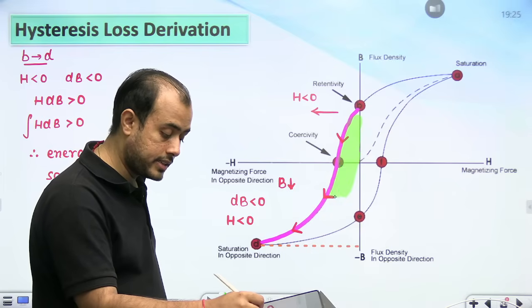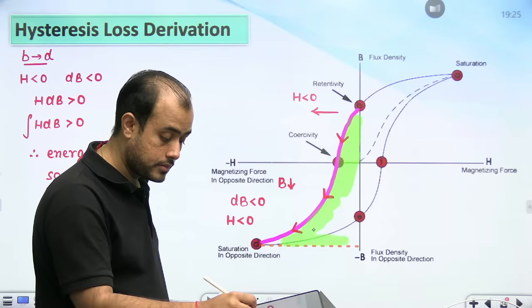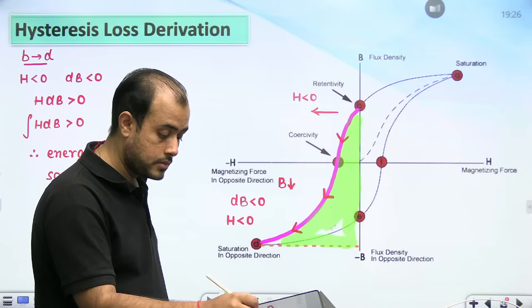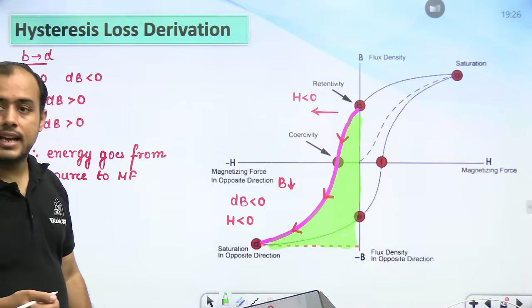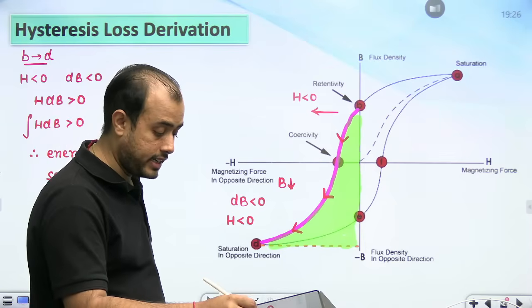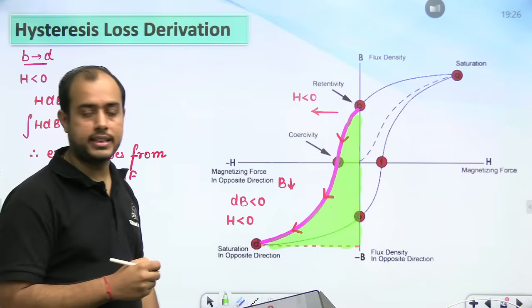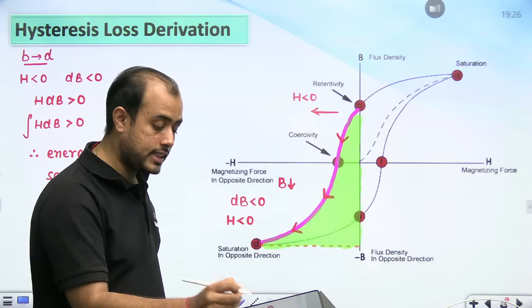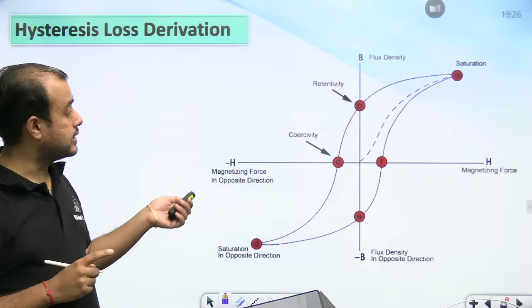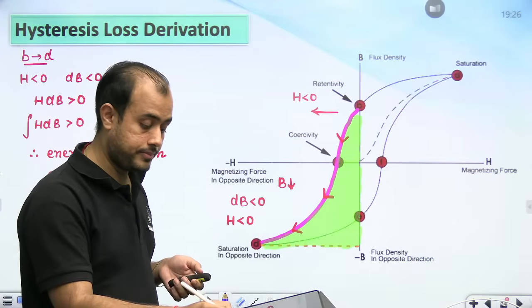So this area is positive area. Okay, this area is your positive area. This is the energy going from the source to the magnetic field. Is that clear to everyone? ये बात clear हो गई? That is why, beta, every time I am showing the green area as positive and the yellow area as negative.